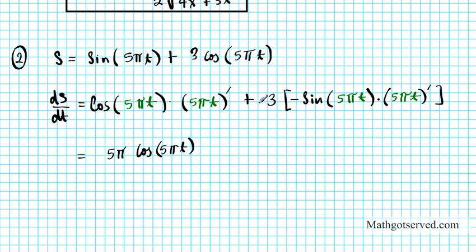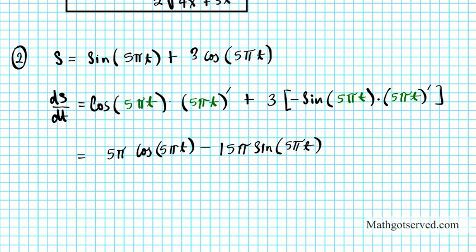and then you can multiply this minus and this plus, you have minus. Now differentiate 5 pi t, the derivative of 5 pi t is 5 pi. So when I multiply that by 3, I have 15 pi, 15 pi sine 5 pi t.